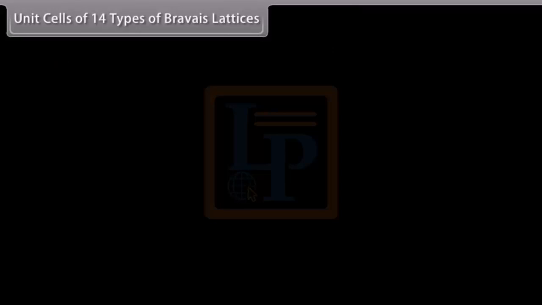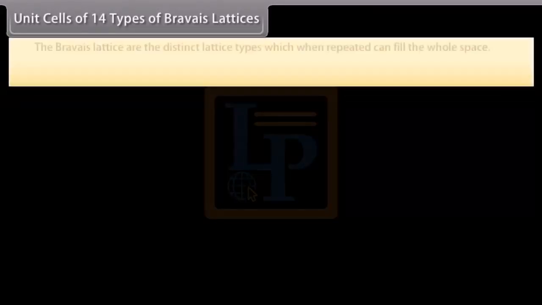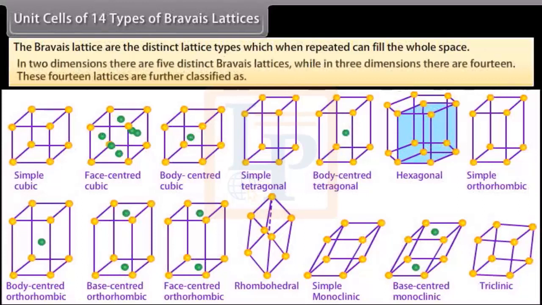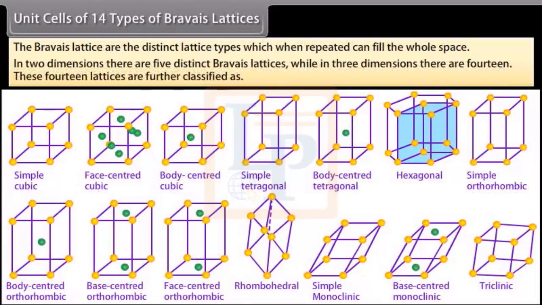Unit cells of 14 types of Bravais lattices. The Bravais lattices are the distinct lattice types which, when repeated, can fill the whole space. In 2 dimensions, there are 5 distinct Bravais lattices, while in 3 dimensions, there are 14. These 14 lattices are further classified as number of atoms in a unit cell.